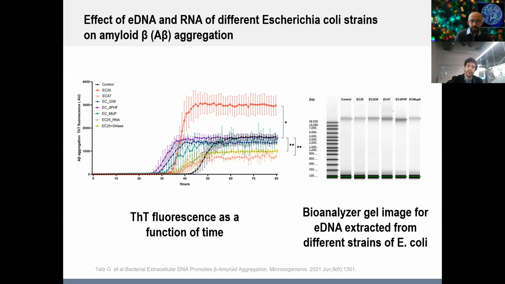And trying to explain the difference in the aggregation potential of various E. coli DNA samples, we thought that maybe it was due to the particularities of its structure. So we analyzed eDNA sizes using a bioanalyzer. We expected the different E. coli strains could have a different fragmentation set of their extracellular DNA, which can be seen on the right-hand side. But we found no differences between eDNA from different E. coli strains in terms of their molecular weight.